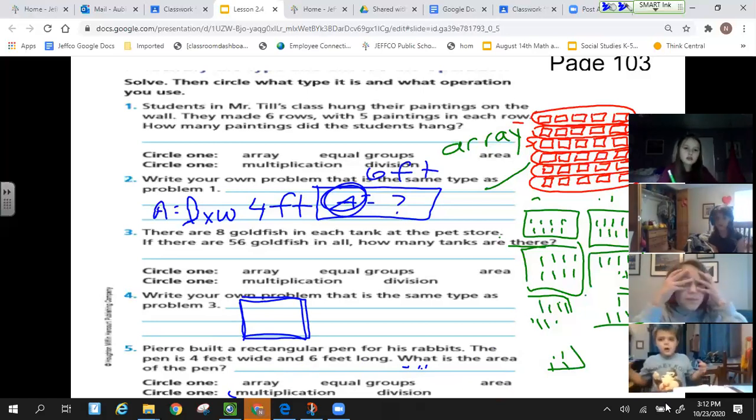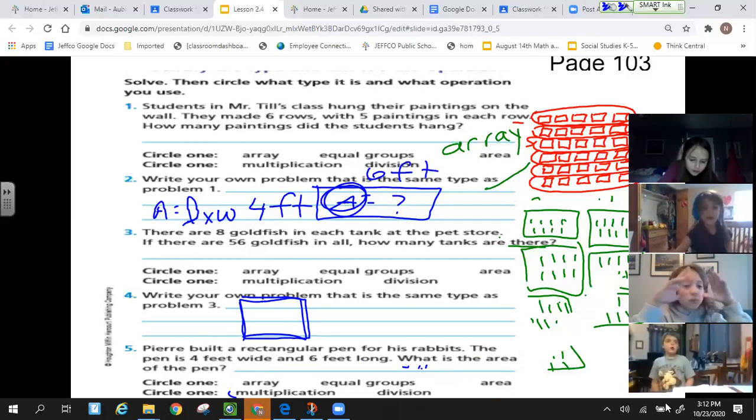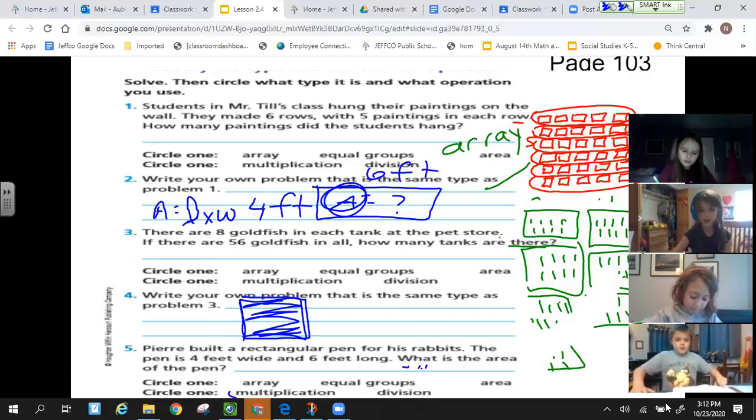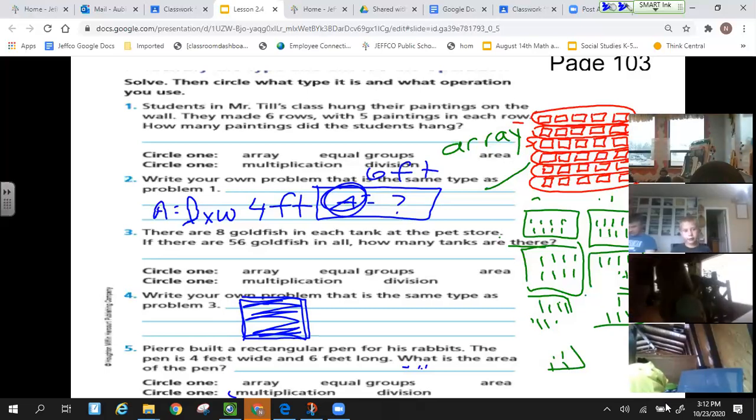It could be a bookshelf. But if I want to know the area, the area is the inside, right? So I'm thinking of a real thing that's going to be area. I don't know why I need the area of the bookshelf as much as I would need the area of a pen or a garden or a floor, a carpet. You want to carpet your bedroom. You want to tile your kitchen floor.